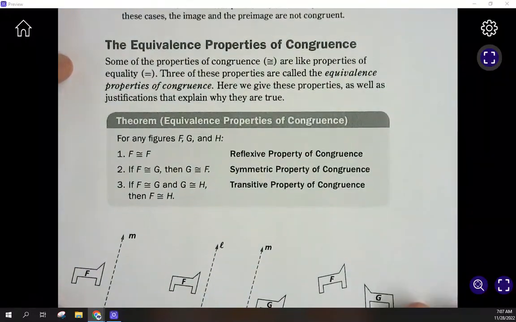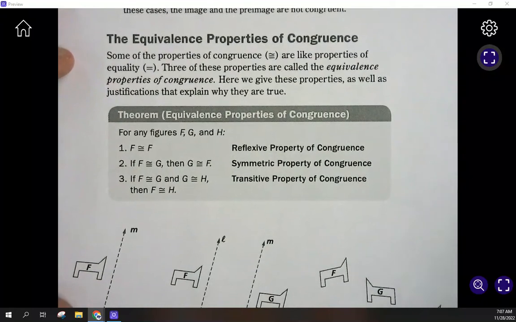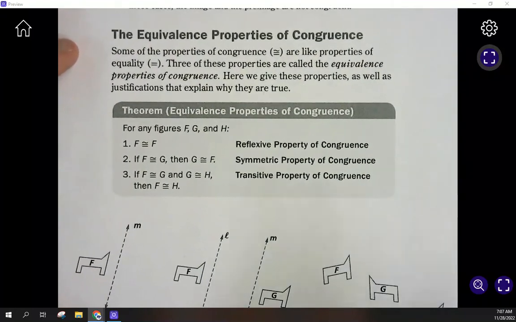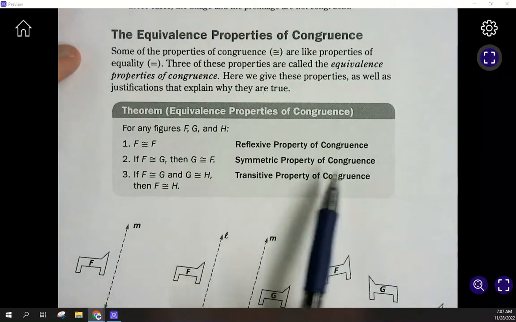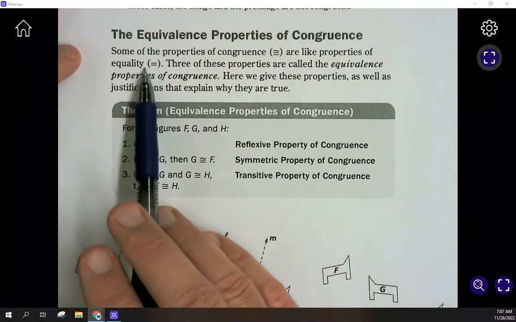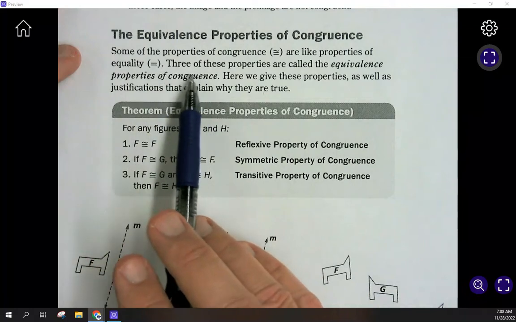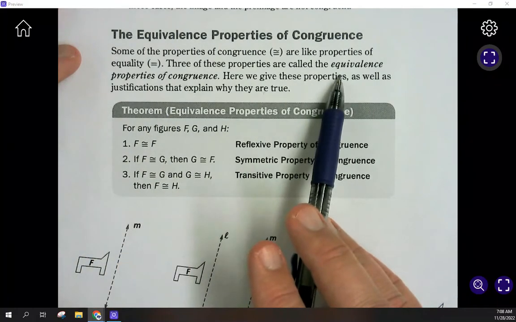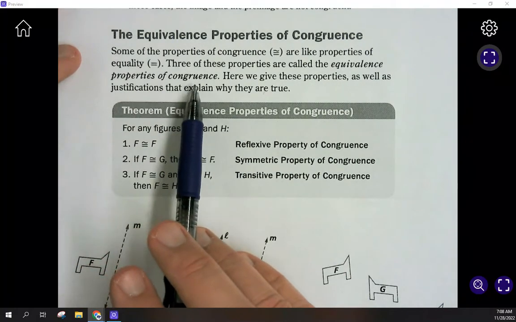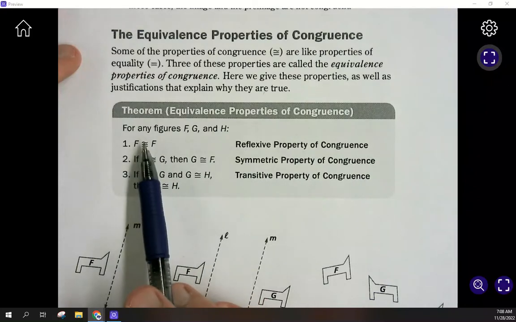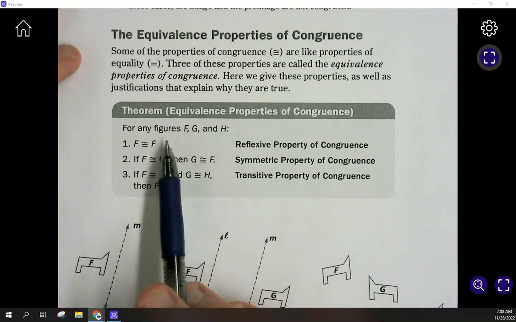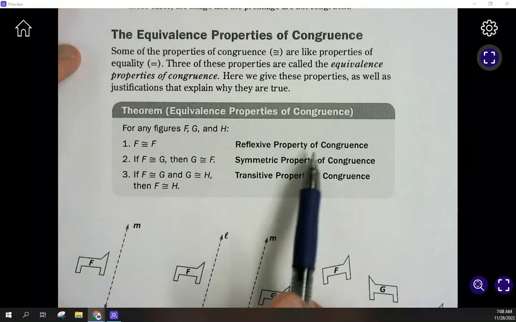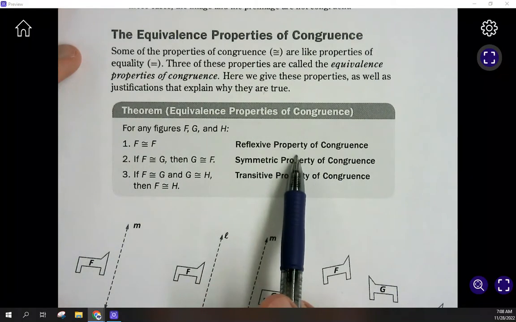All right, and then when we were talking about equality, we talked about a couple special properties. We're going to bring those back up. Okay, congruence is going to match equality with these properties. So some of these are just like equality. Three of those are called the equivalence properties of congruence. So we know the equivalence properties hold true for things being congruent. Just a lot of vocabulary here.